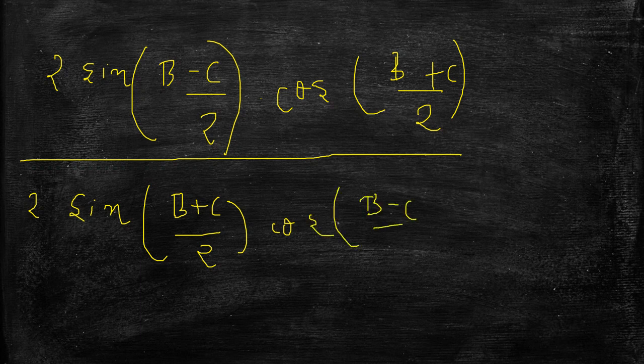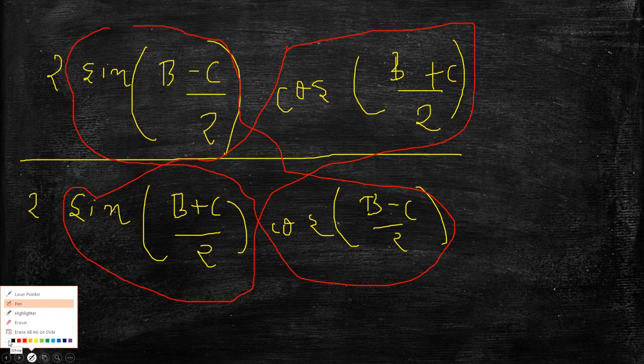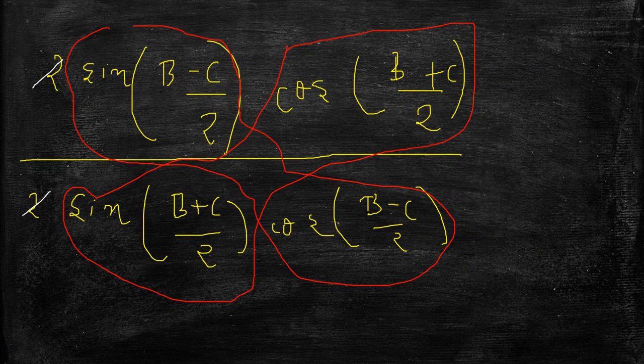I will club this sin (b minus c) by 2 with this cos (b minus c) by 2, and I will club this with this, to use the fact that sin theta by cos theta is tan theta. Here I can cancel out 2 and 2, and this is also being multiplied with cos of a by 2 divided by sine of a by 2. So I can multiply here with cos of a by 2 upon sine of a by 2.